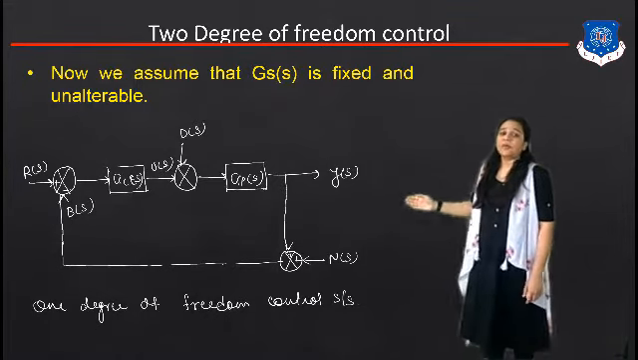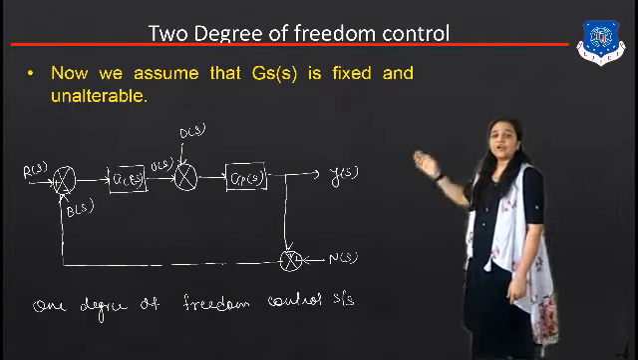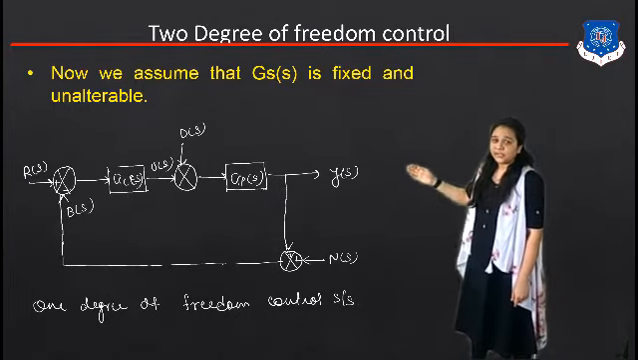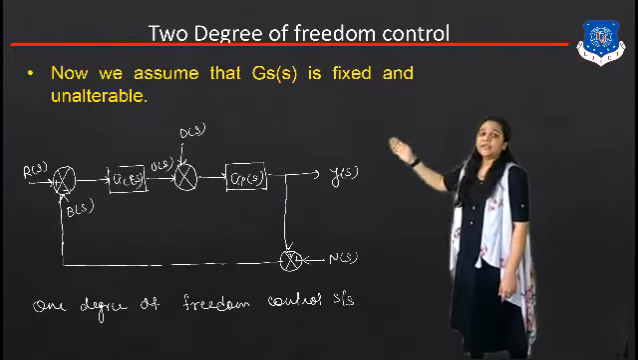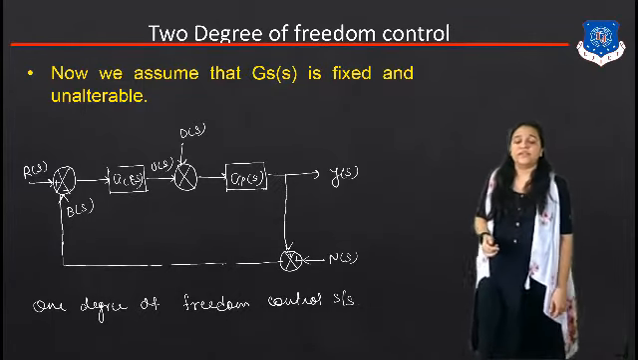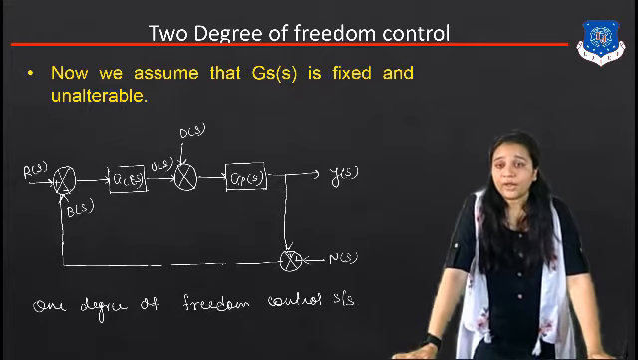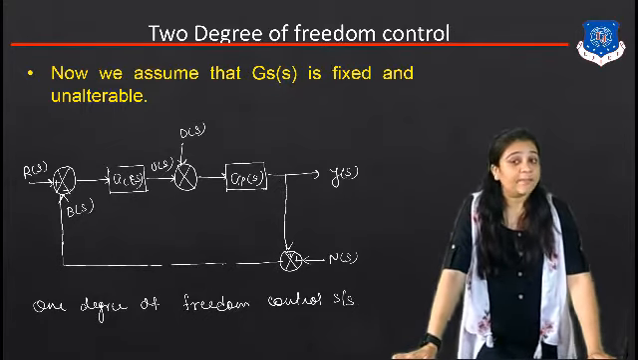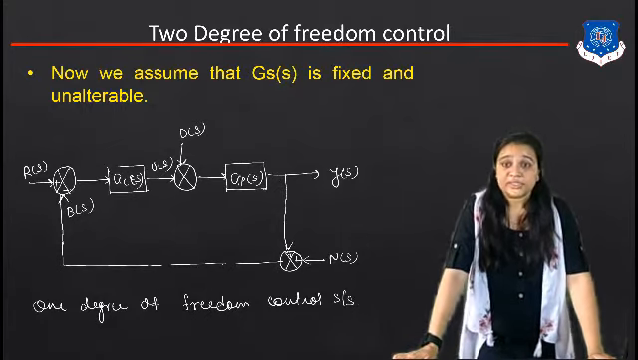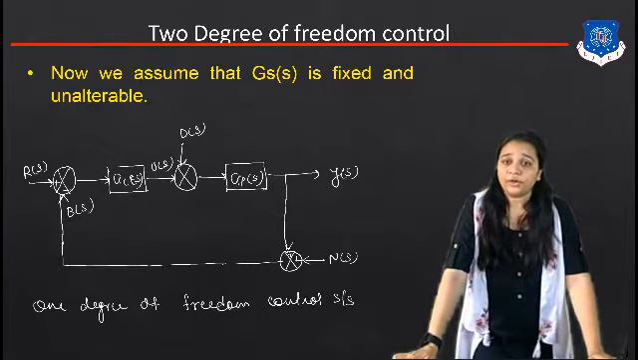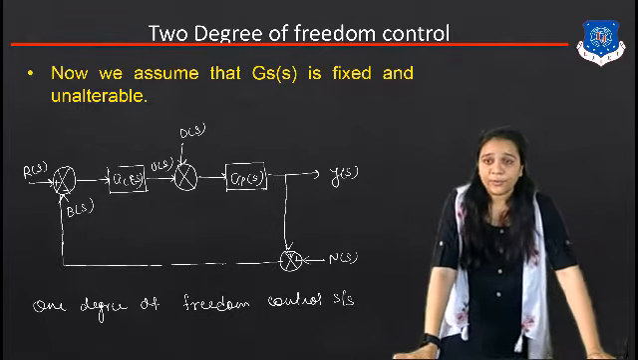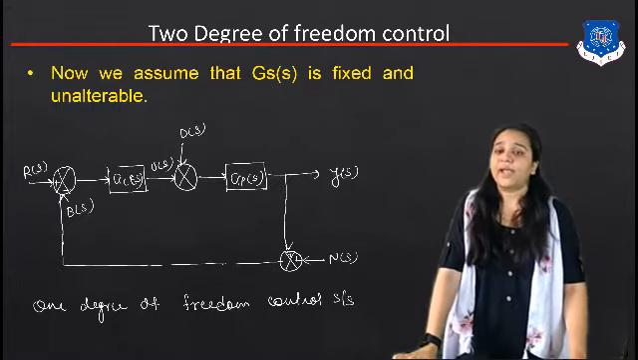So here in this block diagram you can see that R(s) is my reference input signal, D(s) is the disturbance input and N(s) is the noise input, where Gc(s) is my controller and Gp(s) is the plant transfer function. So this is the 1 degree of freedom control, where Y(s) is my output and B(s) is my feedback signal.